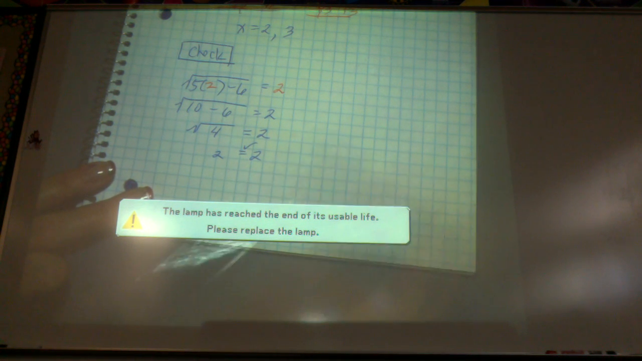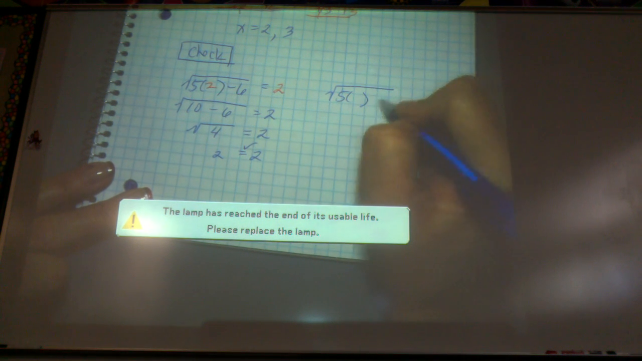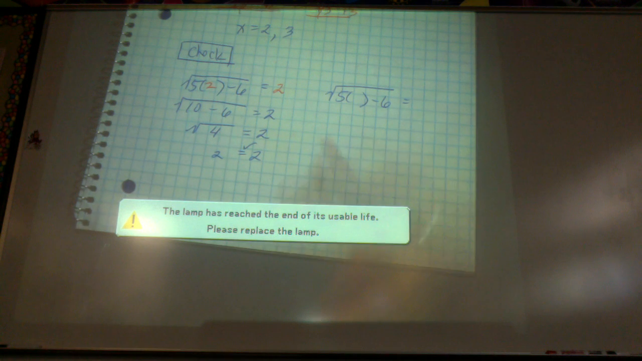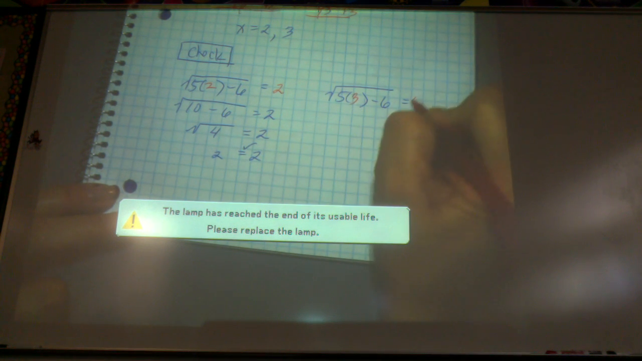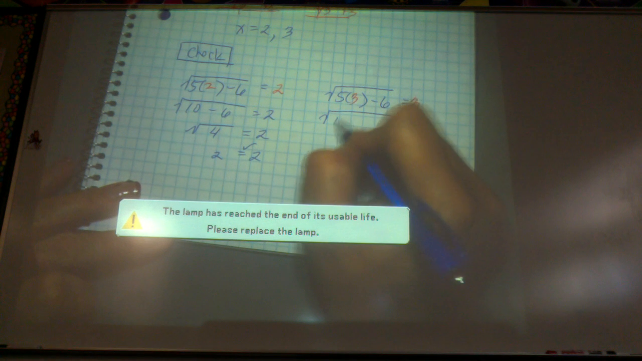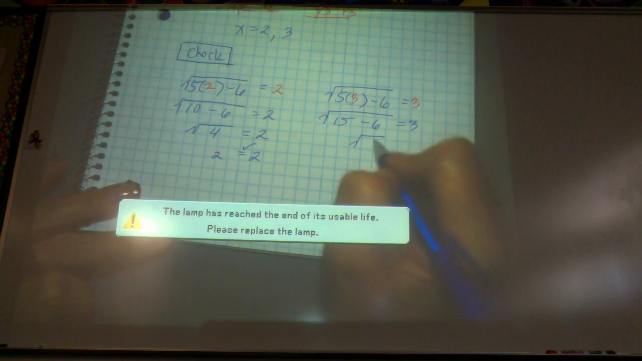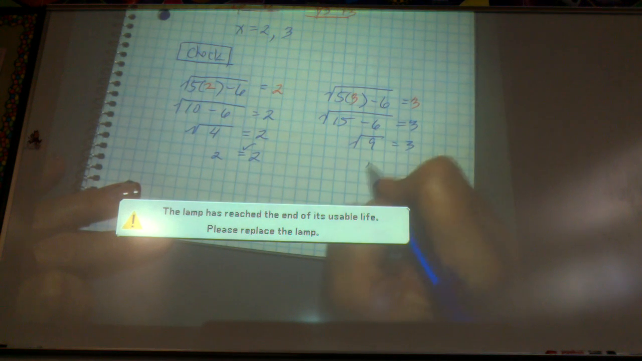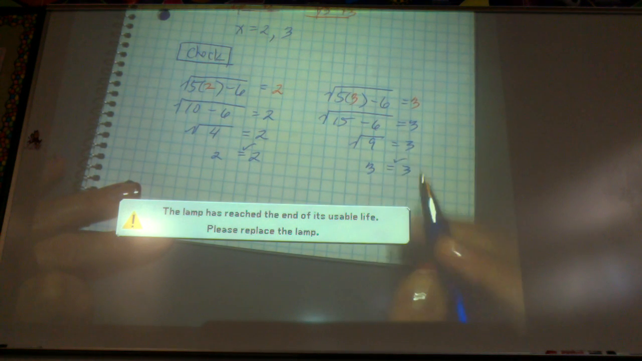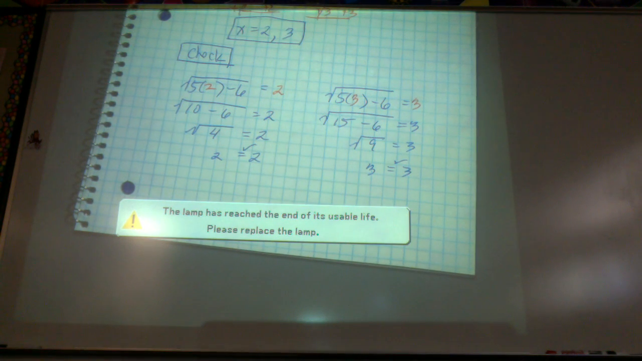Check 3. So I replace x with 3 here and here. So this time I get the square root of 15 minus 6 equals 3. Square root of 9 equals 3. 3 equals 3. So both of them check this time, so I have 2 different answers. Both of them work.